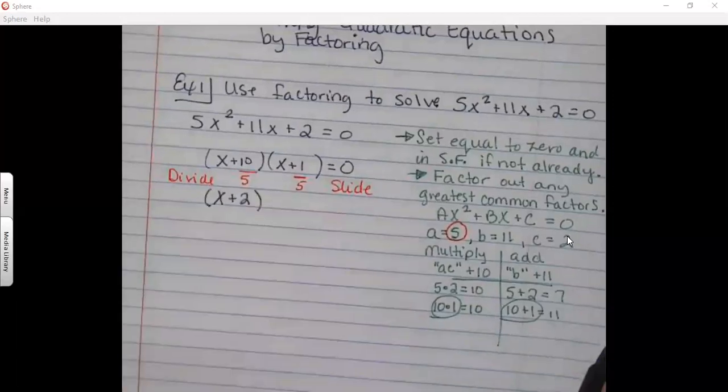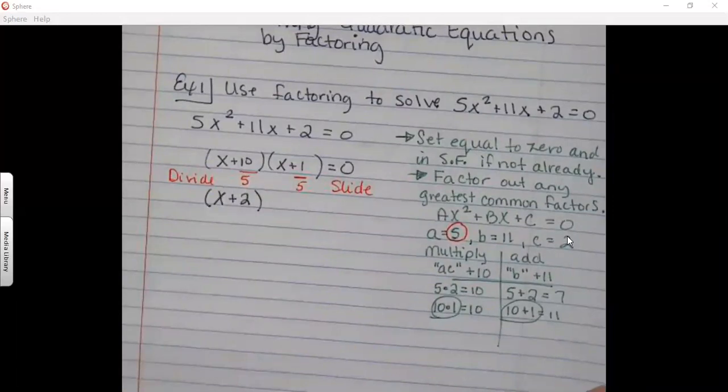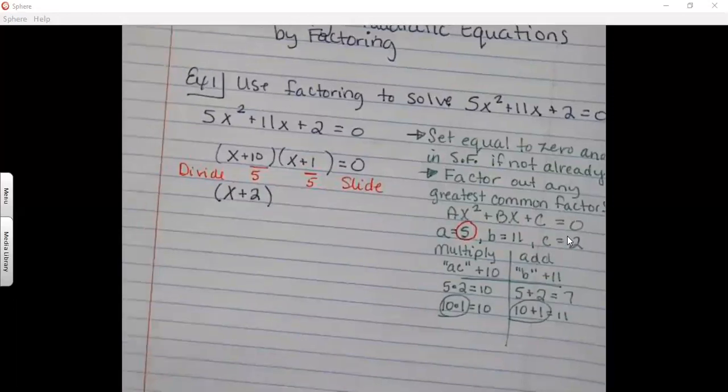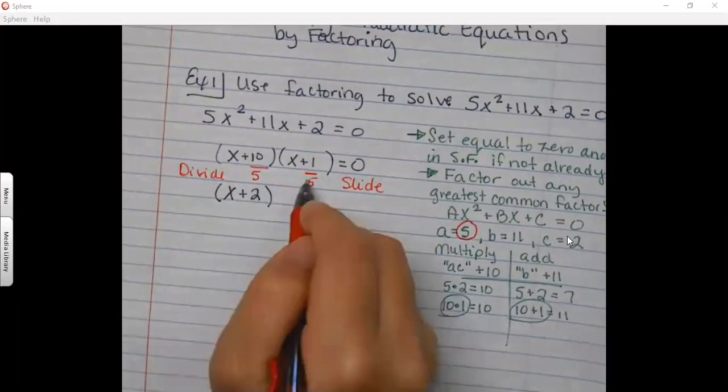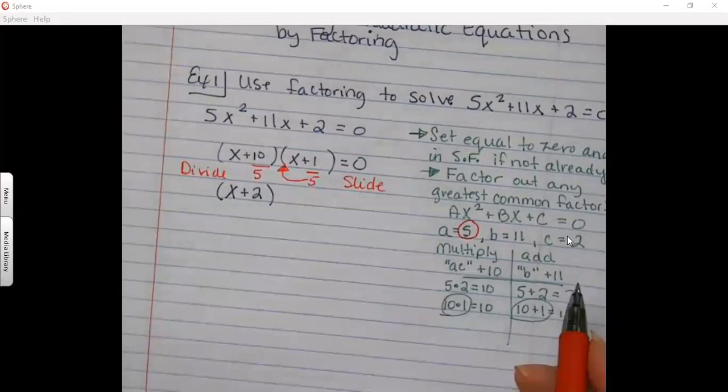The 1/5: 1 does not divide by 5 evenly. 5 divides by 1 evenly, but 1 does not divide by 5 evenly. Can I reduce 1/5? No. So here's how you slide. It's really difficult. Not really. Oh, no decimals. We don't have decimals. We slide the 5 over in front of the x and bring down the plus 1.